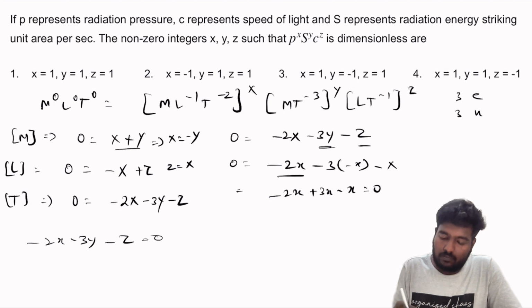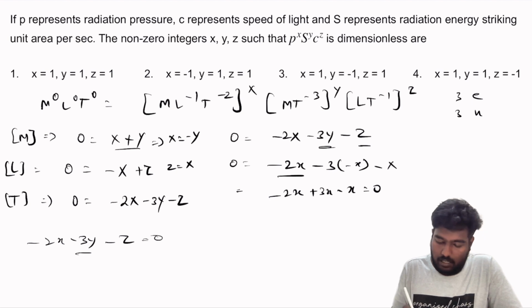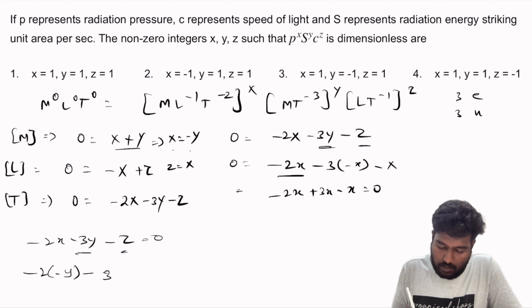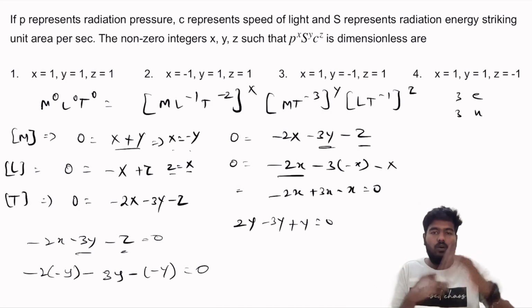Now let's take that equation, minus 2x minus 3y minus z equal to 0. Let's find out for y. Remaining everything we'll put in y. So we know that x is minus y, so minus 2 into minus y minus 3y minus, so z is x and x is minus y, equal to 0. So plus 2y minus 3y plus y equal to 0. So it will go in a loop. So what's a better way to do it?